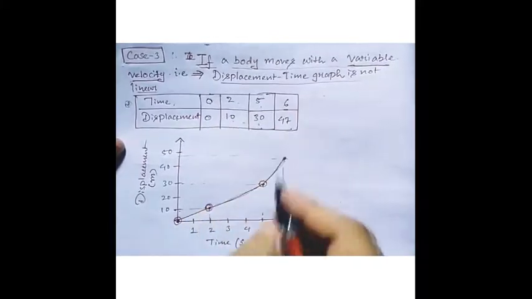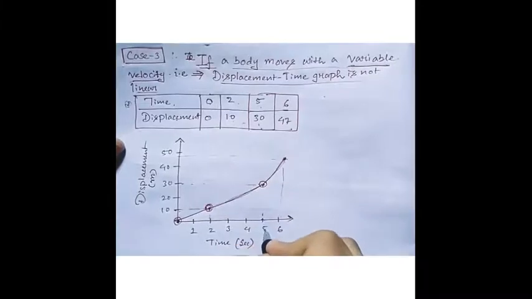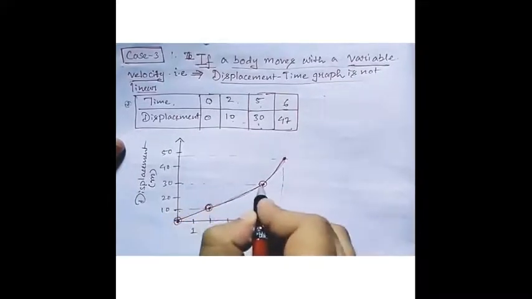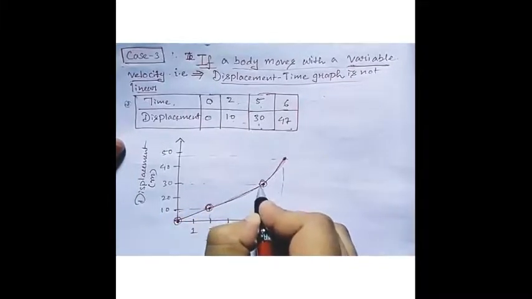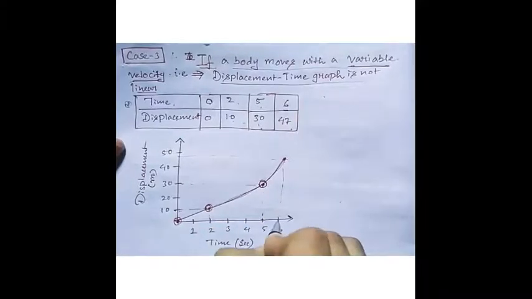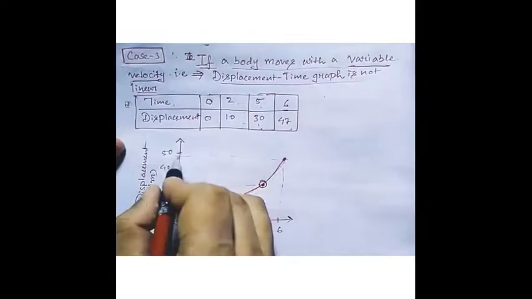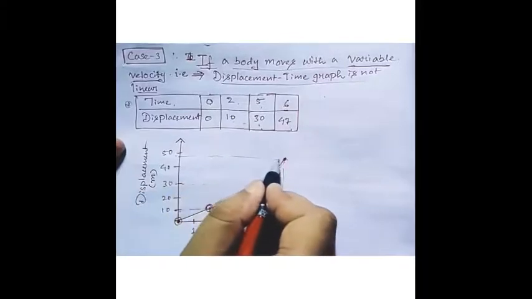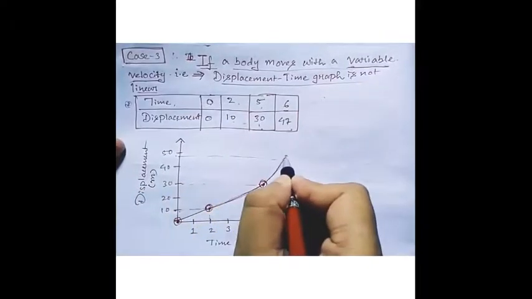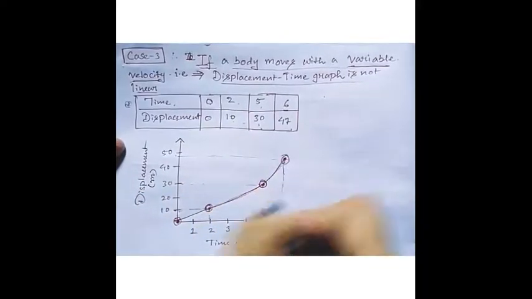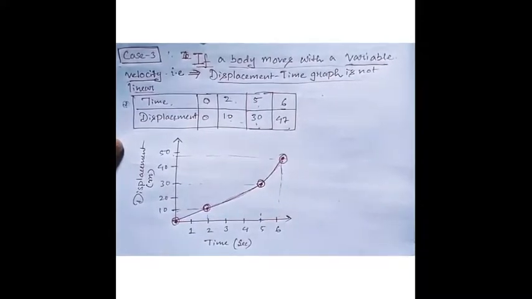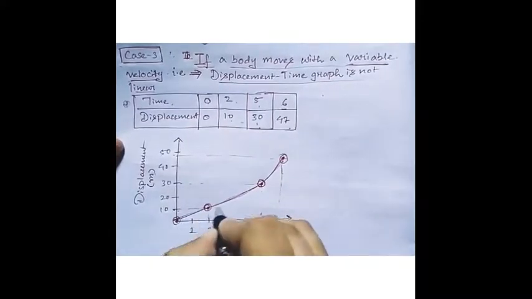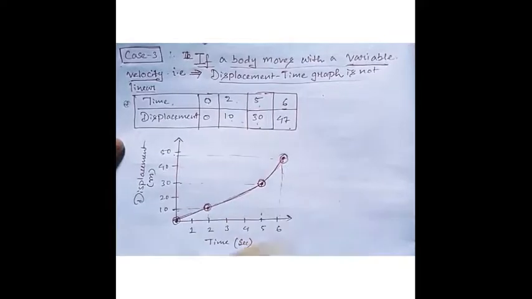When the time is 5 seconds, displacement is 30. So this is 5 seconds, and this is 30 meters. So this is the point 5, 30. When the time is 6 seconds, displacement is 47. So this is the 6, 47 point. Now if I join all the points, look, this line is not linear.